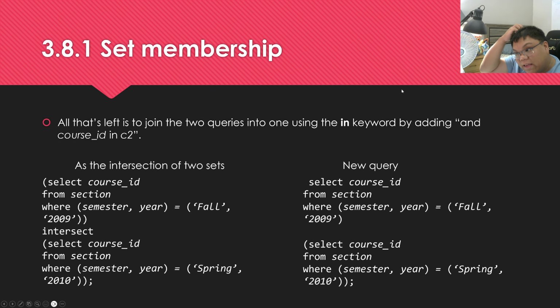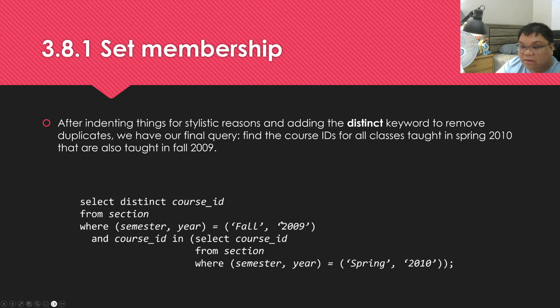And all that's left to do is to join the two queries into one by using the in keyword and adding course ID in C2. So, select course ID from section where semester year equals fall 2009 and course ID in select course ID from section where semester year equals spring 2010. Let's rearrange it to get this query where we are finding all classes that are taught in spring 2010 and fall 2009.